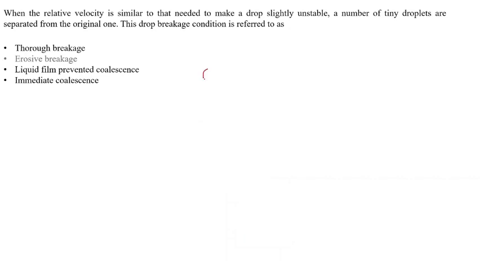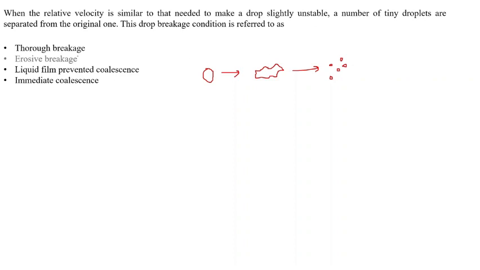In erosive breakage, if this is your drop, then the next step, because of the higher relative velocity, is that it starts becoming very unstable. Once it becomes very unstable, it starts breaking up into small droplets. So you can see that the big drop is first becoming slightly unstable, and then it undergoes breakage to form the small droplets. This is the erosive breakage, and that is the correct answer for this one, as the statement above is describing the erosive breakage.